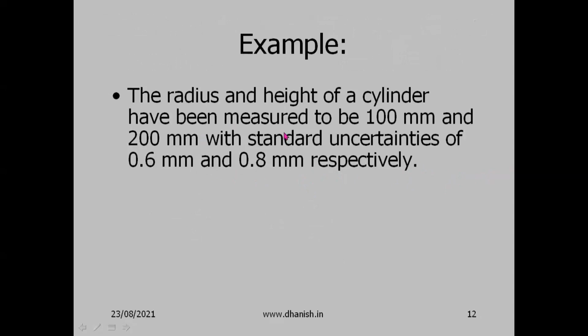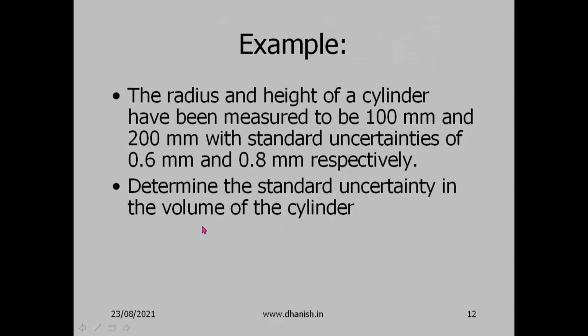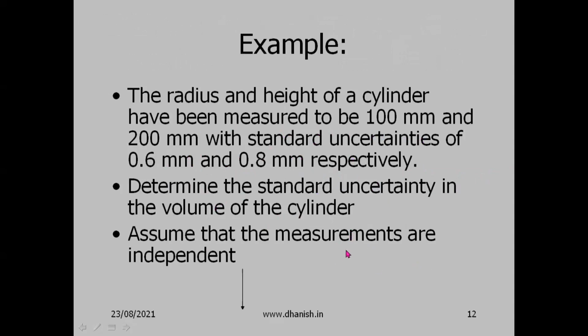Okay, so now let us apply it to a problem. The radius and height of a cylinder have been measured to be 100 mm and 200 mm with standard uncertainties of 0.6 mm and 0.8 mm respectively. Determine the standard uncertainty in the volume of the cylinder. Assume that the measurements are independent. So what is the volume of a cylinder? V equal to pi r square h.